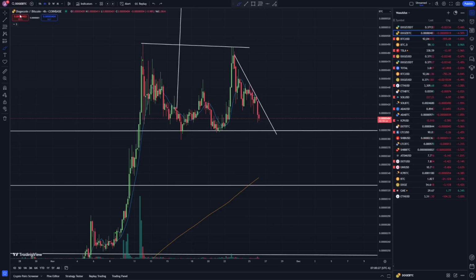Like I said, this is Dogecoin compared to Bitcoin. So if this chart is going up, then it's good for Bitcoin. If this chart is going down, then it's good for... No, I'm sorry, I had that opposite. If it's going down, then it's good for Bitcoin. If it's going up, then it's good for Dogecoin. So this chart is going down, which means that it's good for Bitcoin. Let's go ahead and take a look at Bitcoin.